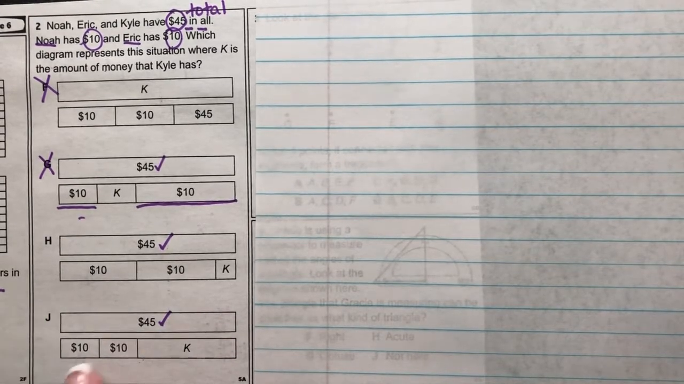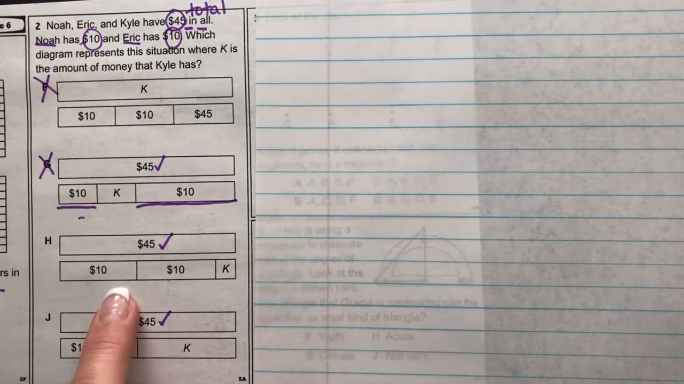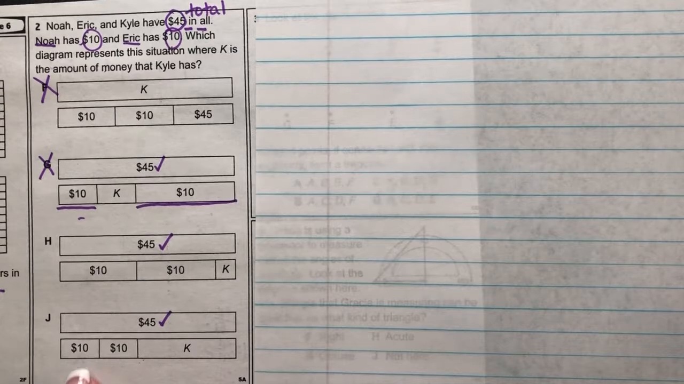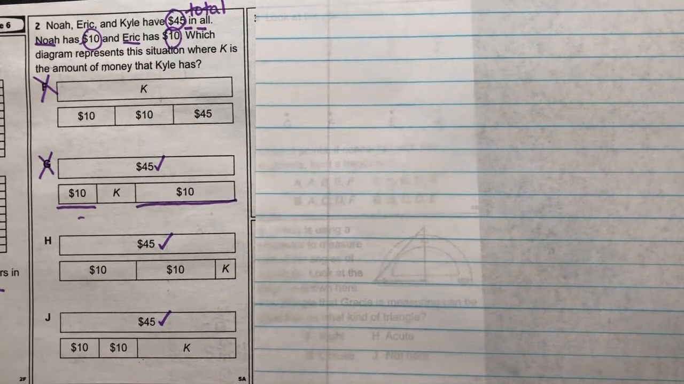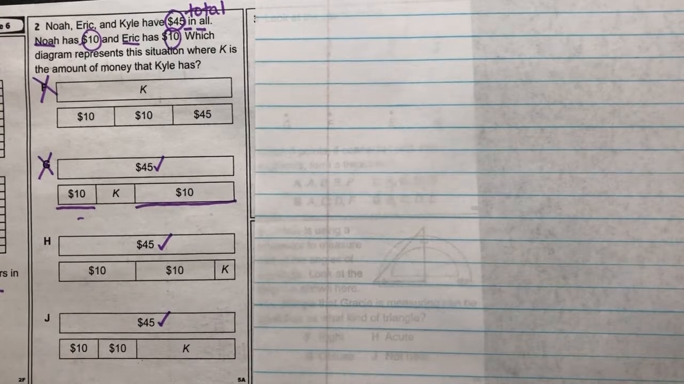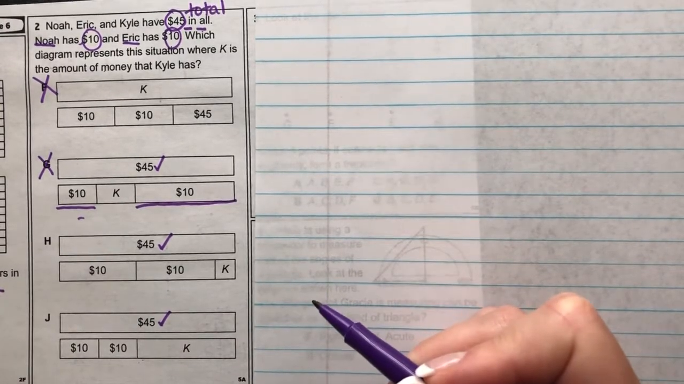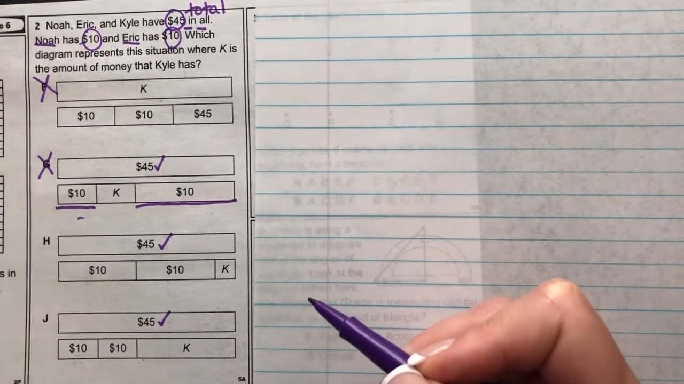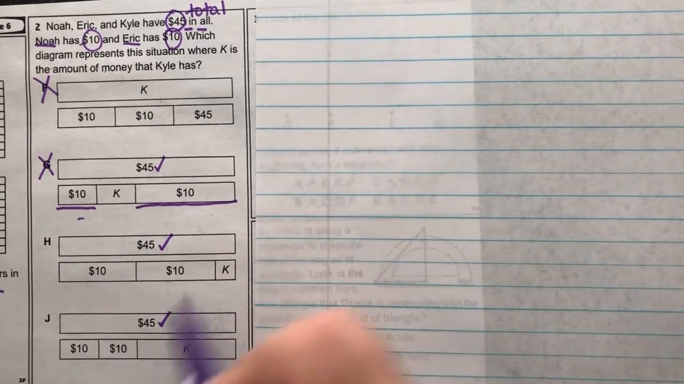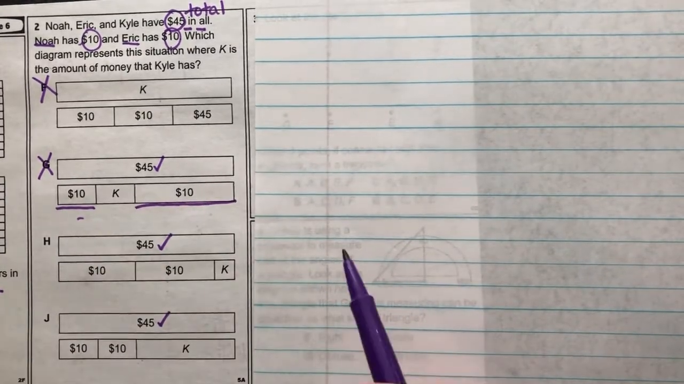Both H and J have $10 as the same size pieces. But the $10 pieces in H are larger than the $10 pieces in J. We have to figure out which one of those is correct, and the way that we do that is we actually have to start solving it. So here's what I'm going to do. I'm going to use answer choice J as my model.